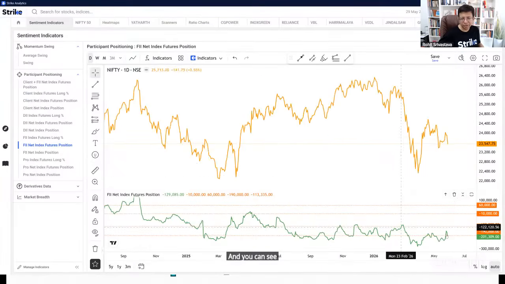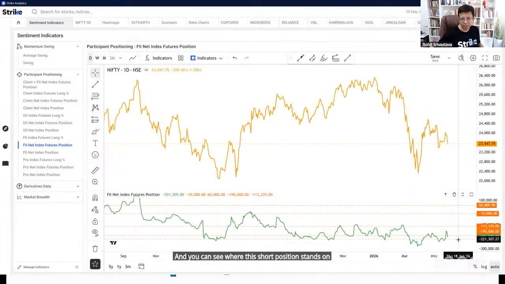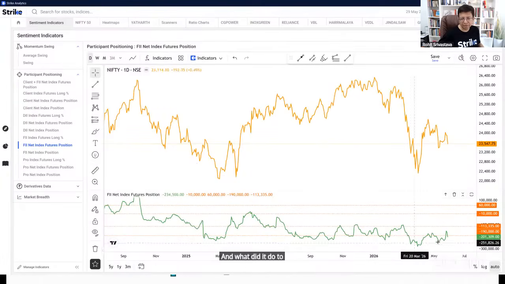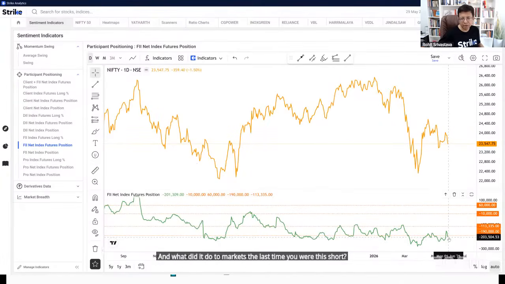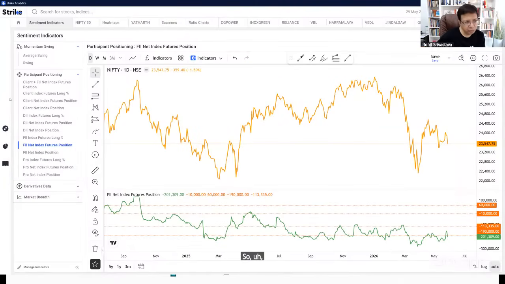And you can see where this short position stands on a historical basis. And what did it do to markets the last time you were this short? Did the market go up or did it go down? So very helpful to look at sentiment.